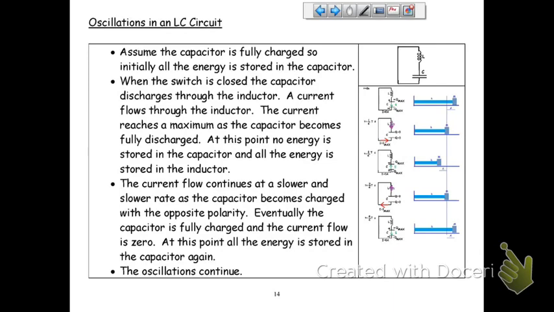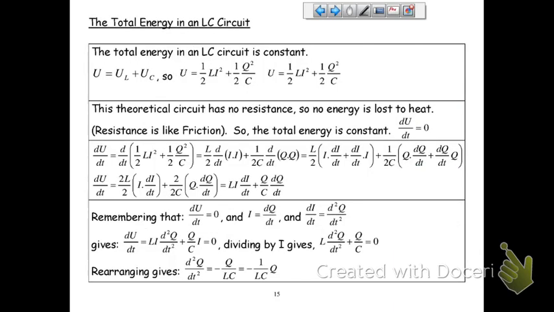And at any point, the total amount of energy is the same. So it's a very analogous system, which means that we can use the math of it. We say the total energy in an LC circuit is constant: a half Li squared plus a half Q squared over C is my total energy. Isn't that the same thing? Looks like the same thing to me.